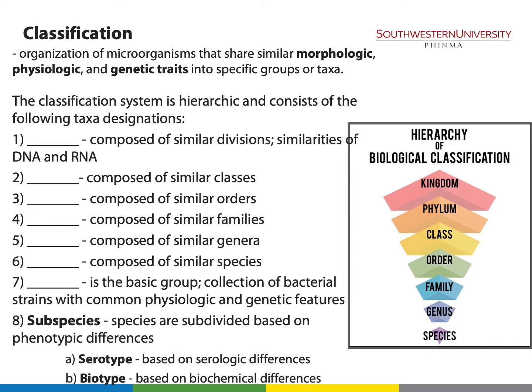So you have their subspecies. The subspecies are subdivided based on phenotypic differences, and you have two types of subspecies. You have the serotype, which is based on serologic differences, and biotype, which is based on biochemical differences. After subspecies, the basic group or the collection of bacterial strains with common physiologic and genetic features is known as species. Okay? So this is species.